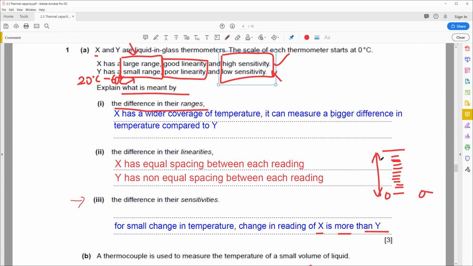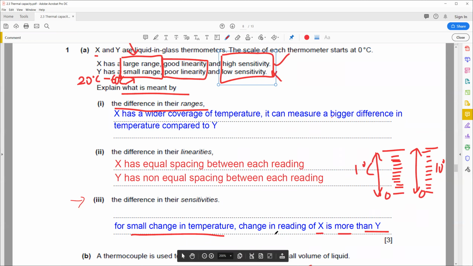Here is a 1 degree Celsius difference. For very poor sensitivity, it will go like 0, 1, 2, 3, 4, 5, 6, 7, 8, 9, 10, right? For the same amount of distance, this is 10 degrees Celsius. This is only 1 degree Celsius. So you can definitely say that for a small change in temperature, the change in reading for X is definitely more than Y. For 1 degree Celsius, it will be this for X, and for Y it would have been this.